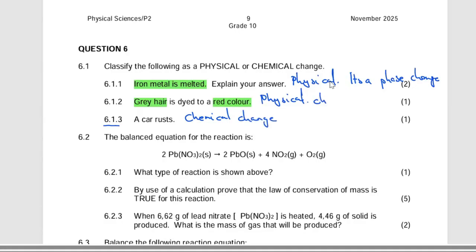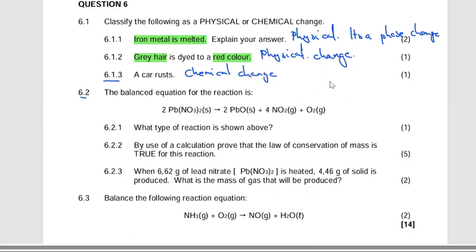Okay, so at the top, let me just say change again. Then why is it a chemical change? Because the properties of the metal there are going to be changed.